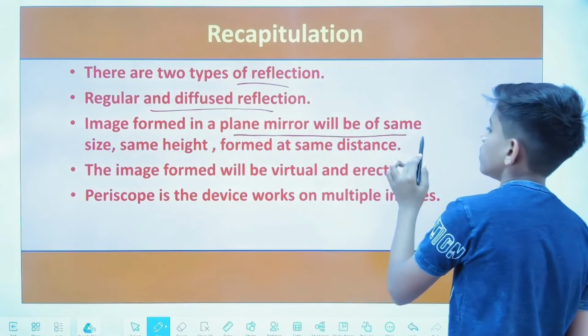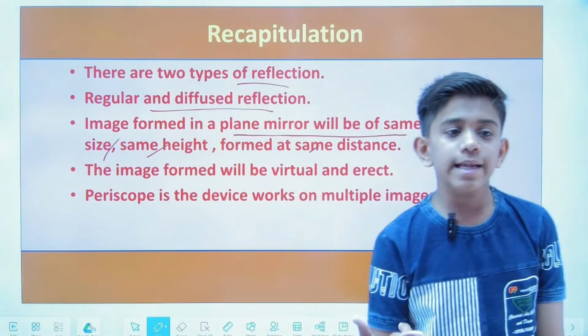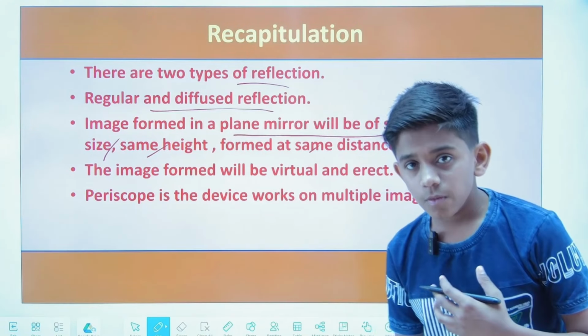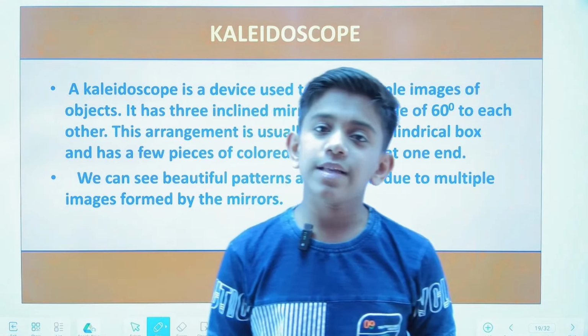Image formed in the plane mirror will be of the same size and height, formed at the same distance, and the image formed will be virtual and erect. A periscope is a device in which multiple images are formed, and the reflected ray is reflected again. The next device we have is the kaleidoscope.